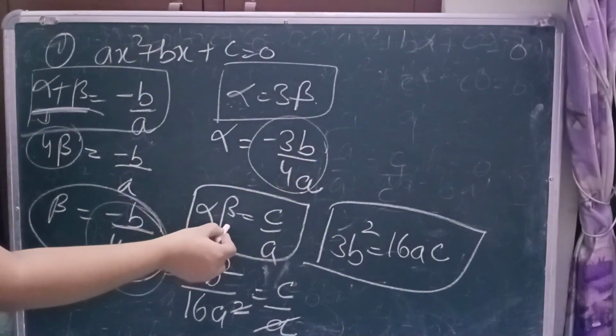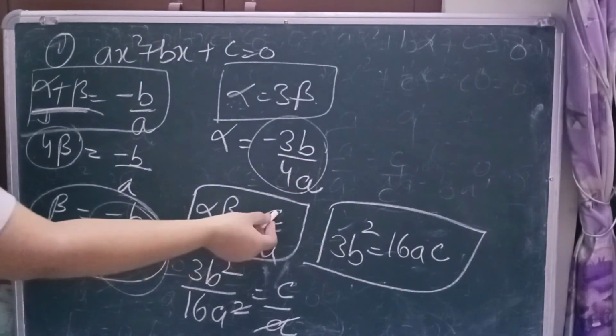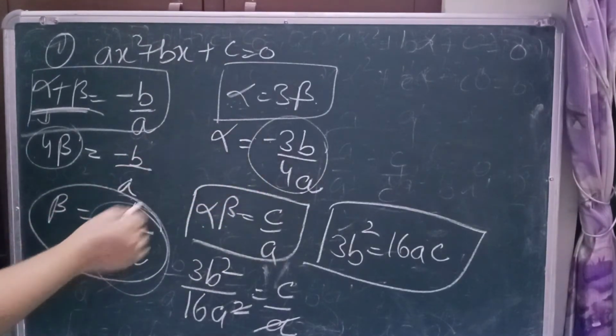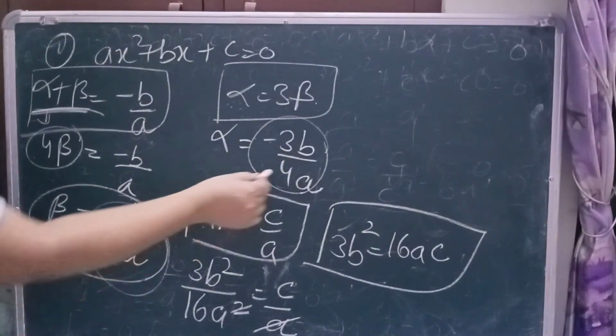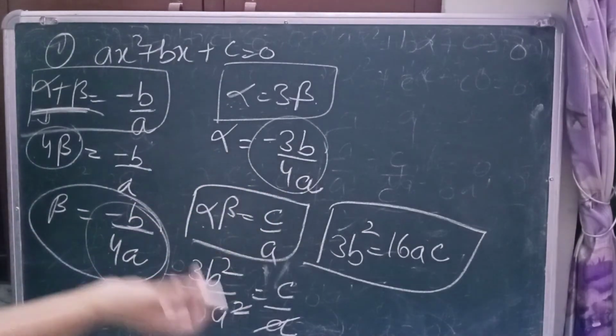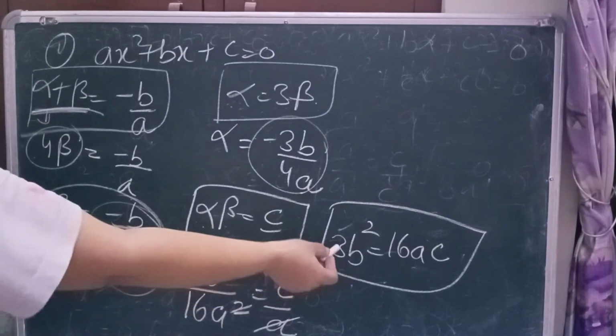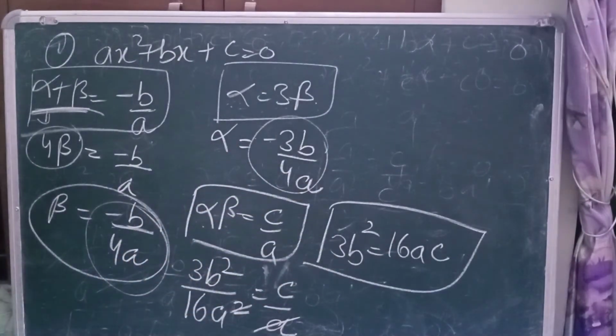As we know that the product of roots is c upon a, so here I have written the product of these two. So it will be plus 3b square upon 16a square. Then they are asking the condition for it. So we can remove this a by a. So here the condition will be 3b square is equal to 16ac. Here we got the condition.